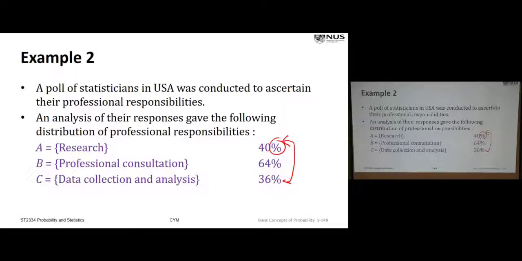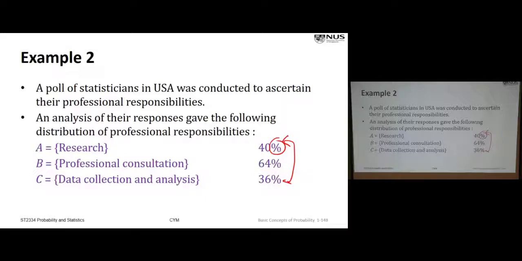Okay, here is another question. A, B, C are not mutually exclusive. Why is it not mutually exclusive? Because it does not add up to 100. If all these percentages add up to 100, then they are mutually exclusive. You must belong to one of these groups, not belong to more than one of these groups. All right?